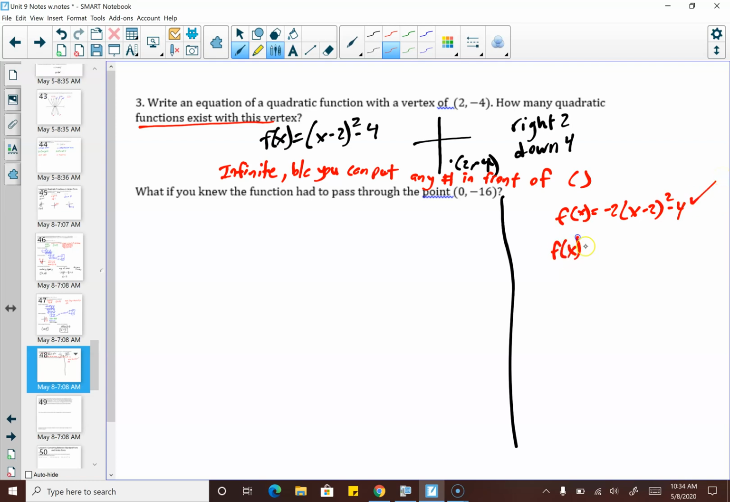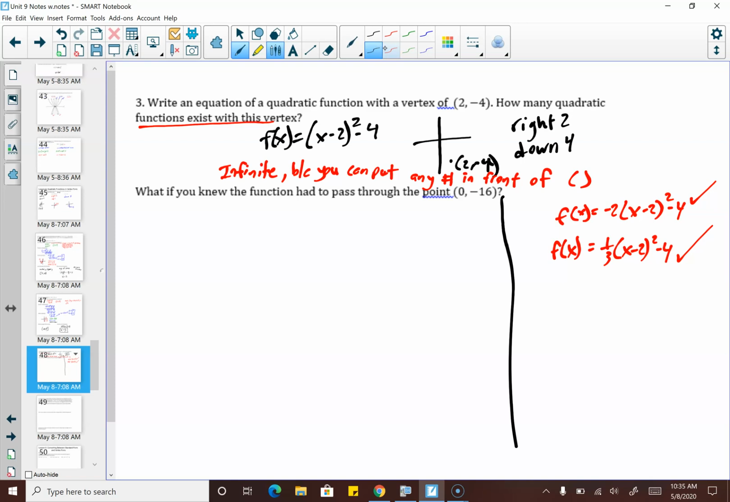F of x could equal 1/3 times (x minus 2) squared minus 4, and that would have the right vertex. So it doesn't matter what number you put out in front, it's not going to change what the vertex is. So you have an infinite number of options because you can put whatever number you want out in front. Okay. Now, what if you knew the function had to pass through the point 0, negative 16?